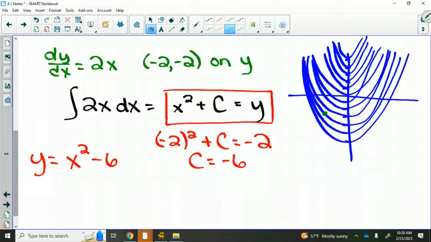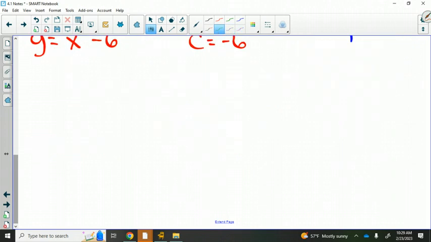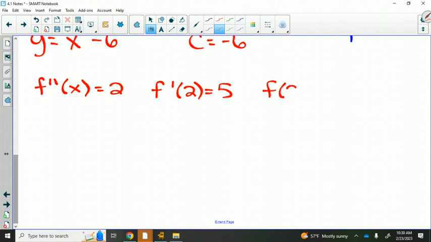All right, let's try another one. But this time I'm going to get a second derivative in the mix. So I'm going to put f double prime of x equals 2. F prime of 2 equals 5. F of 2 equals 10. Okay, now f prime of x. So this is our only one that's actually a function. The other two are sets of points because they have a number here. We know our second derivative function. We know a point that's on our first derivative, and we know a point that's on our original.